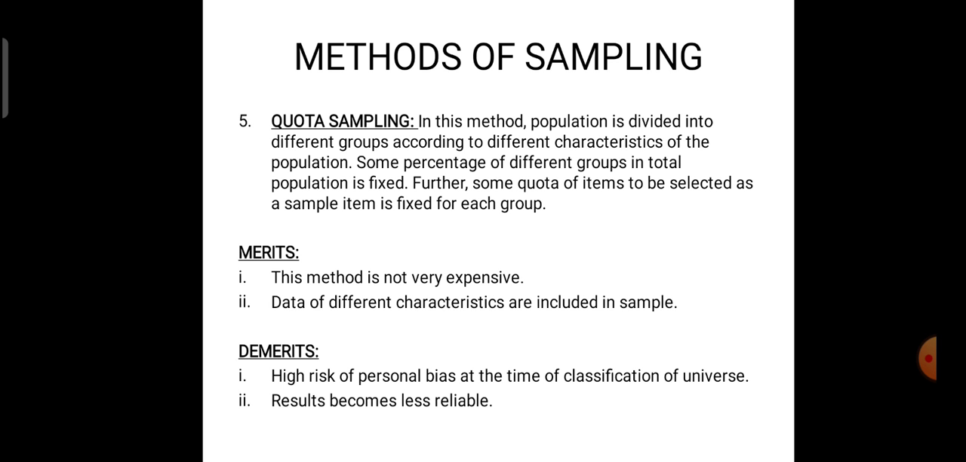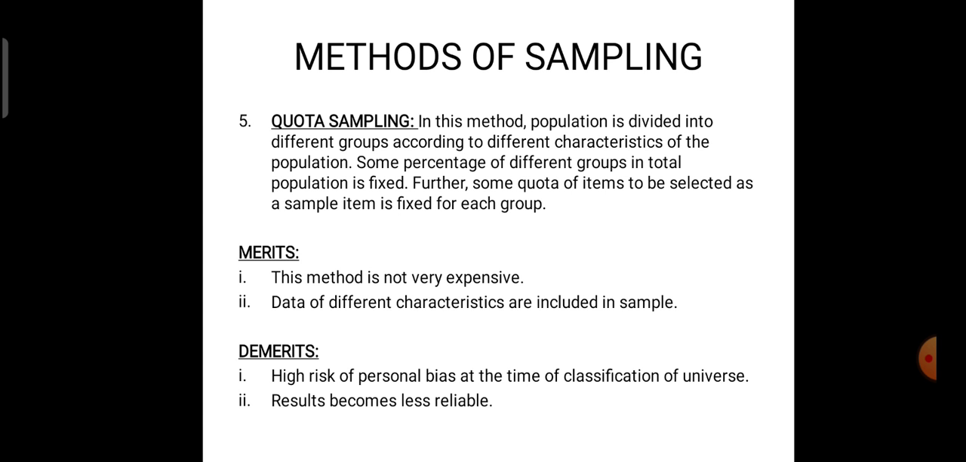Now coming to the merits and demerits. Merits are, this method is not very expensive. We have to simply classify the whole universe into different groups, and we do not have to study each and every item. Also, we have fixed a certain percentage for that. And the second is, data of different characteristics can be included in the sample, as we are dividing the whole population into different groups having different characteristics.